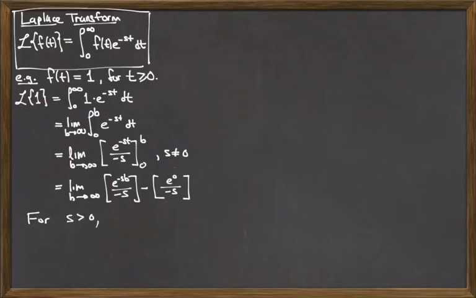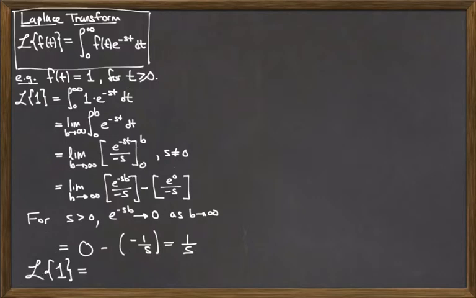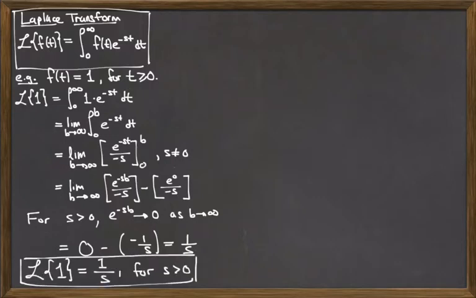Observe that if I have a positive value of s, because of the built-in minus sign in the exponential, this will decay as b gets large. So e to the minus sb will go to 0 as b goes to infinity. That means this term will go away, provided s is greater than 0, and then this term will just be 1 over minus s. So we'll have 0 minus 1 over s, and simplifying we'll have plus 1 over s. So in conclusion, the Laplace transform of 1 is 1 over s, and that integral converges provided my value of s is greater than 0.